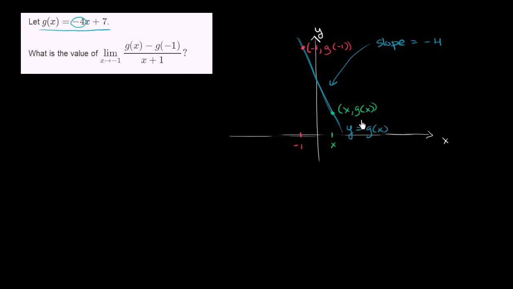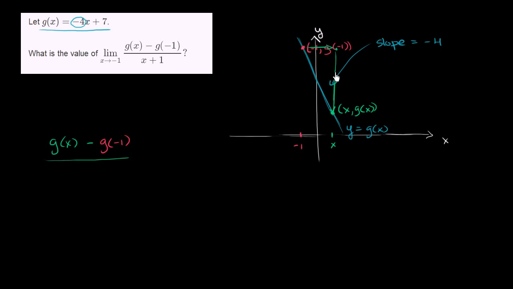And this expression right over here, notice, it is your change in the vertical axis. Your change in the vertical axis would be g of x minus g of negative 1. And then that's over, actually let me write it this way so that you can keep track of the colors, minus g of negative 1. All of that over your change in the horizontal axis. Well, your change in the horizontal axis is this distance, which is the same thing as this distance.